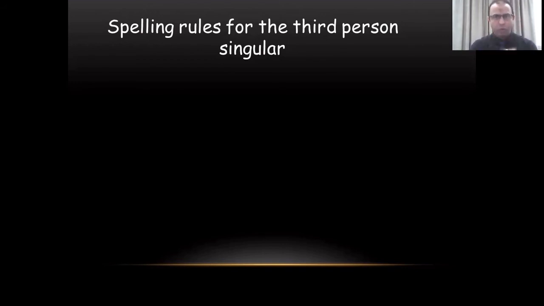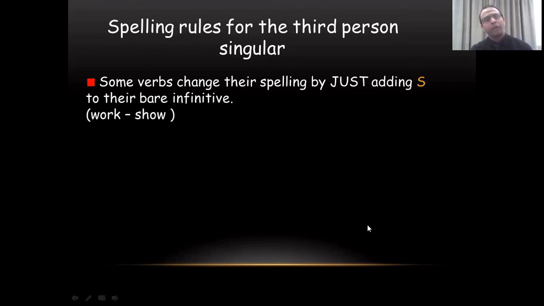These spelling rules will tell me why we changed the verbs in the last slide. So number one, some verbs change their spelling by just adding s. Adding s: work, show, like, play, these verbs. I say he works, I add s only.